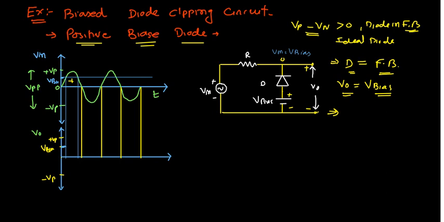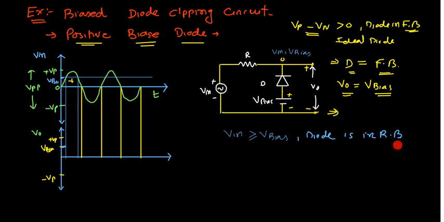So at that time when V input is equal to or greater than V bias, what will happen, you see, at that time the diode is in reverse bias. So that is this point, you see this point, this one. At this point V input is trying to get above V bias, and at that time the diode is going to get reverse bias.